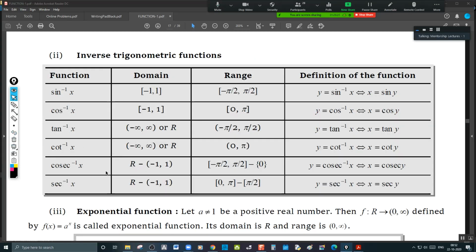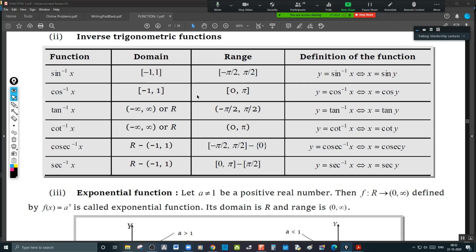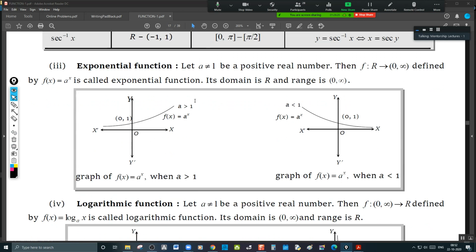Okay. Now, this is the exponential function. Just remember the graphs of it. This is y is equal to a power x, where a is greater than 1. And y is equal to a power x where a lies between 0 and 1, that means less than 1, then the graph is decreasing. Here the graph is increasing.